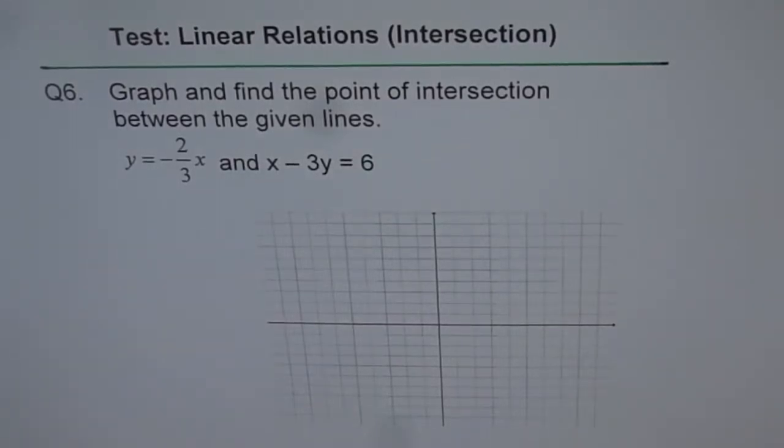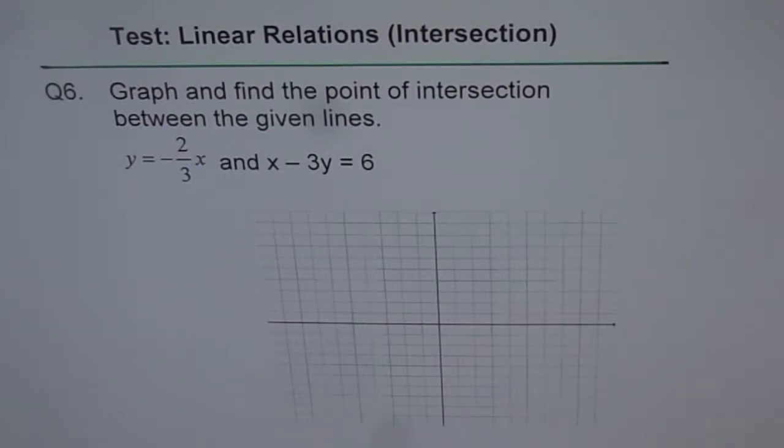I hope you're enjoying solving these 10 problems relating to linear systems. We are really finding the point of intersection using different methods. Here we'll again use the graphical method to find the answer. Question number 6 is: graph and find the point of intersection between the given lines. The lines are y equals to minus 2 over 3x and x minus 3y equals to 6. So graph and get the solution and then watch my video for the suggestions.